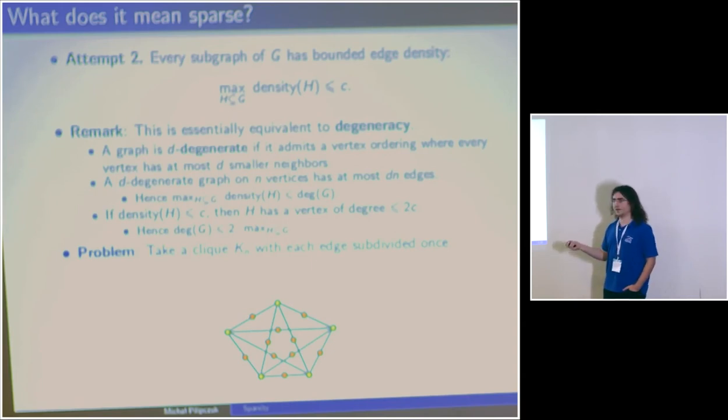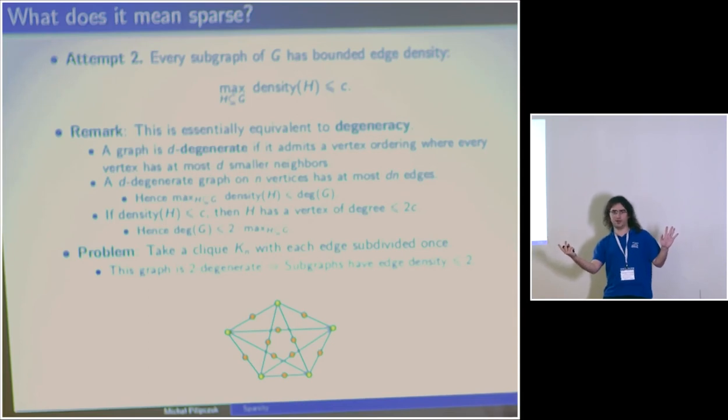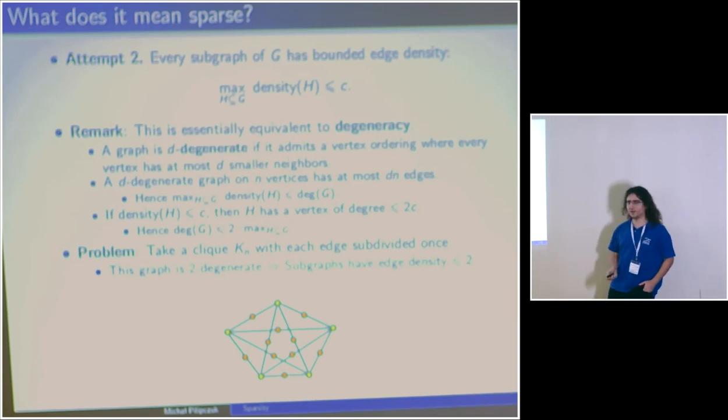Look at the following graph. I take a large clique on n vertices, and I subdivide every edge. Yes? Now you can see that this graph actually is too degenerate. Why? Because I could put all the subdividing vertices to the right of the ordering, all the principal vertices to the left, and every subdividing vertex will see at most 2 vertices on the left, while every principal vertex will see nobody on the left because the principal vertices are independent.